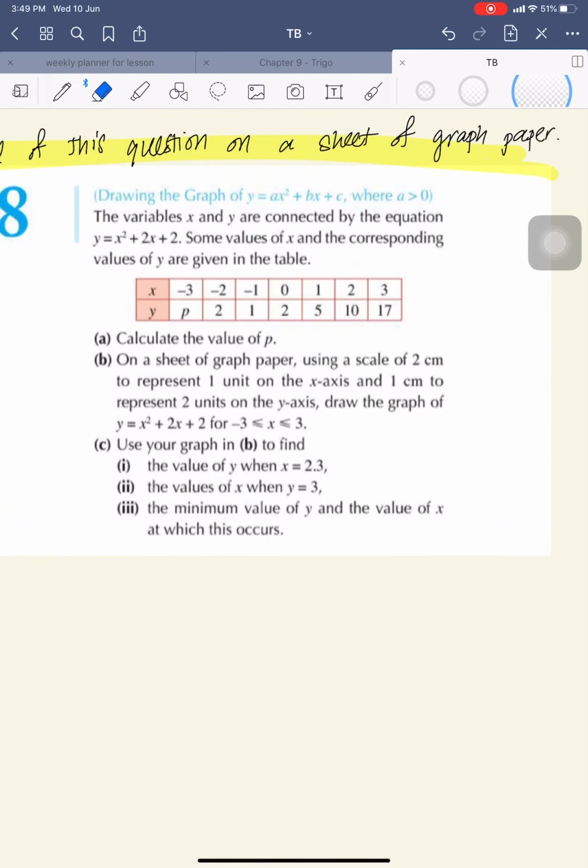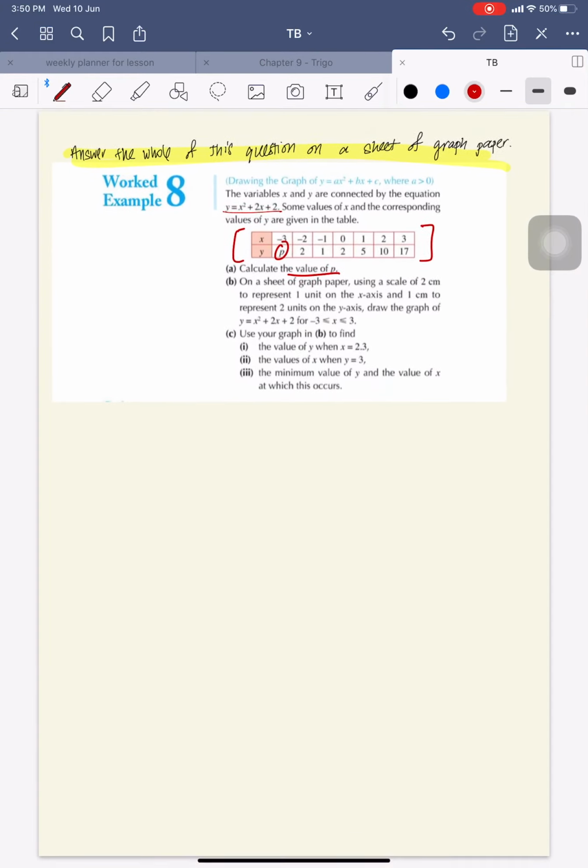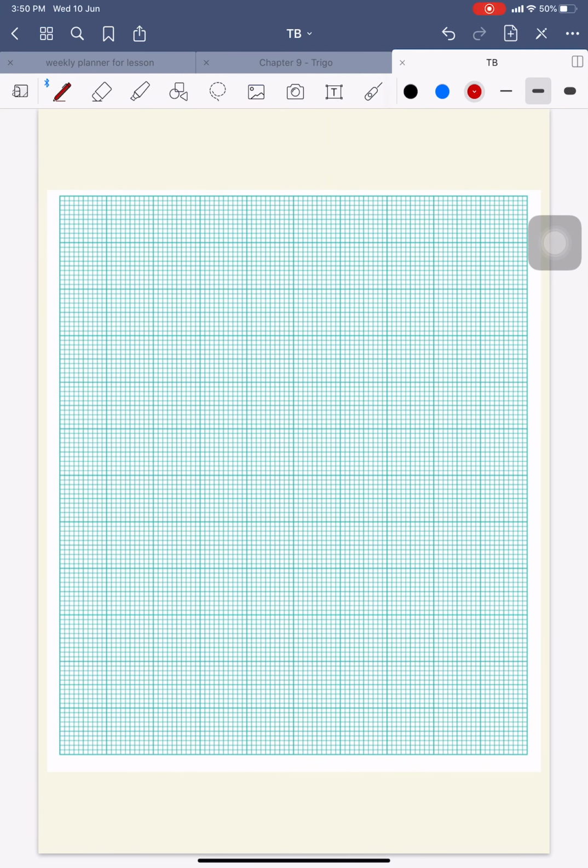Now, back to the question. So you are given a quadratic graph, and you're given a table. Now you will need the table in order to join the points, as what we did earlier on in the activity. So now let's calculate the value of P. Now P is when x is -3. So go to your graph paper, you can do it at the back.